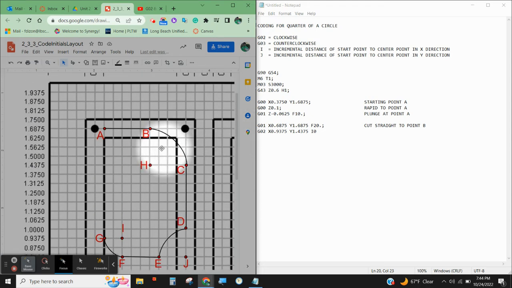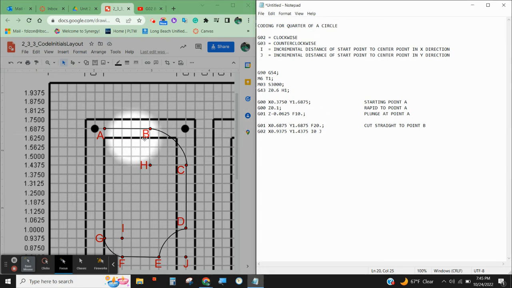So incremental distance, it's not the coordinate, it's how far they are from each other. If I count how many squares these are and subtract them, if I found how many squares there are, then that's the distance of the starting point and center point.